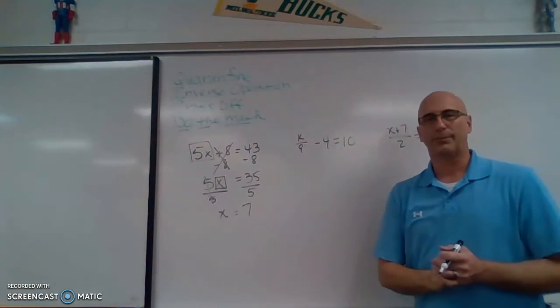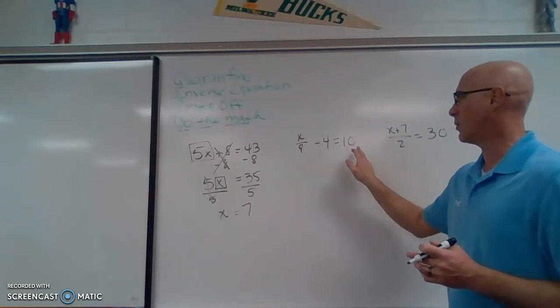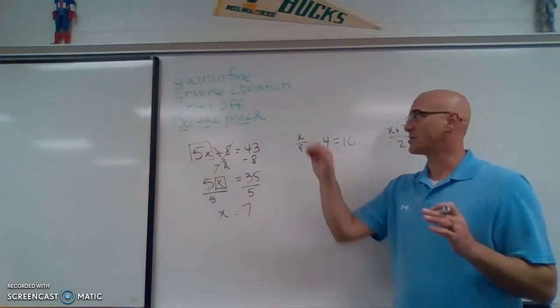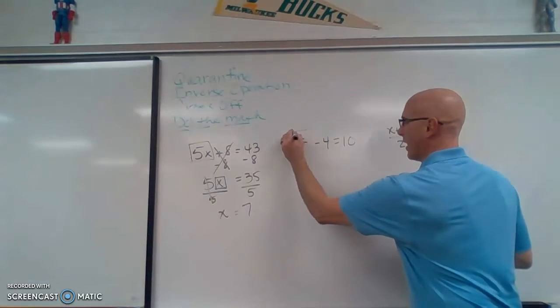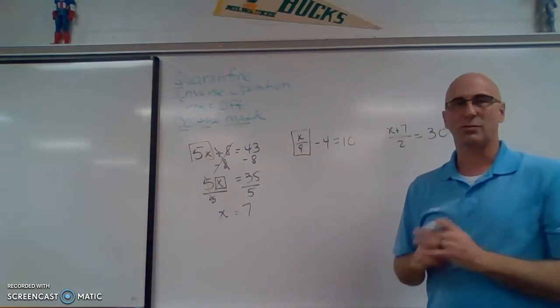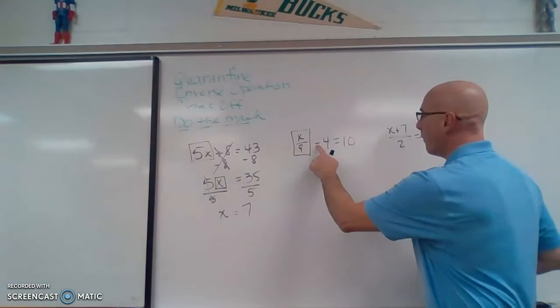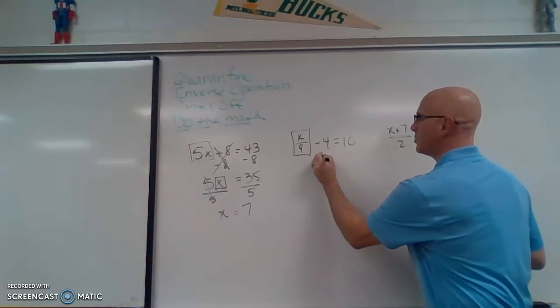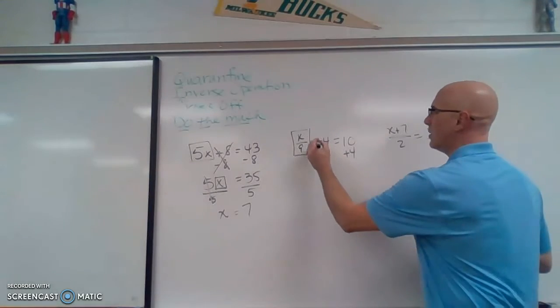Let's look at this one. X divided by 9 minus 4 equals 10. We are first going to quarantine the term with the variable. So x divided by 9 is going to be quarantined. Put a box around it. We're going to look at what else is there. Minus 4. So we are going to do the inverse. We are going to add 4 to both sides.